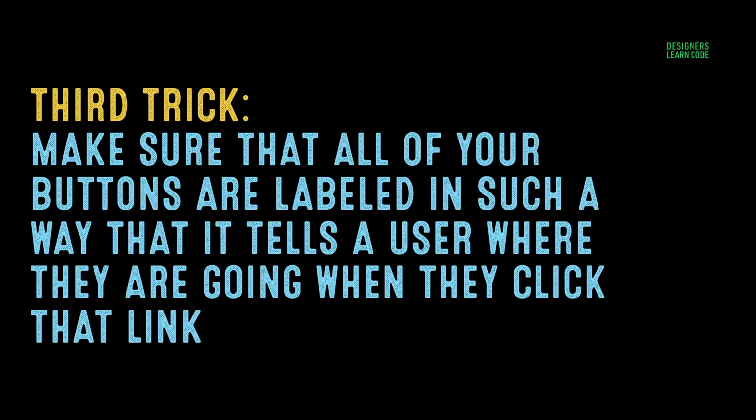And a third trick is that you need to make sure that all of your buttons are labeled in such a way that it tells the user where they are going if they click that link. So, for example, vague descriptions like click here don't really tell you where they're going if someone clicks in that link. So you really should tell people, if you click this link, you're gonna download the white paper, for example, that you're actually telling people with your labels what is gonna happen if that link is clicked.